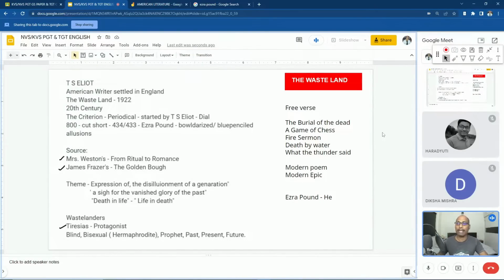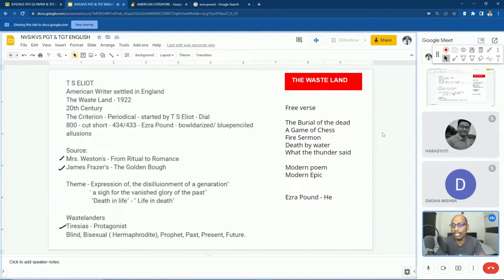Eliot, and he is an American writer, and the poem The Wasteland was published in 1922. This was published in the Criterion periodical, which was started by T.S. Eliot, an American poet who got settled in England, and he was also an editor of the periodical The Dial. And this poem The Wasteland, initially it was written and composed in 800 lines, but it was cut short by the advice of Ezra Pound, who is the mentor of T.S. Eliot, and it was blue penciled, cut short, edited to 434 lines.